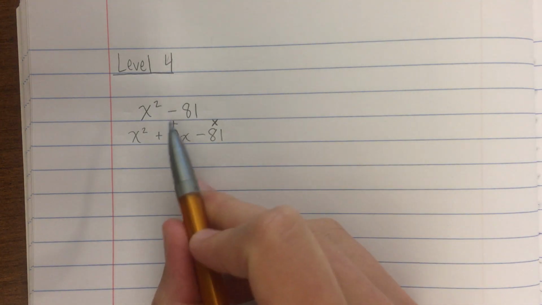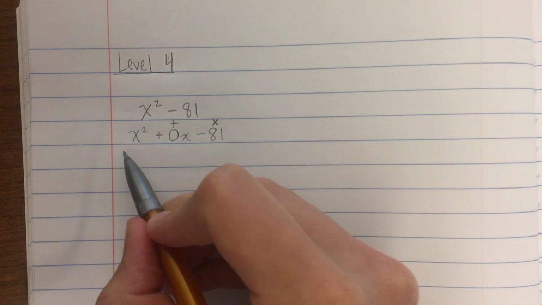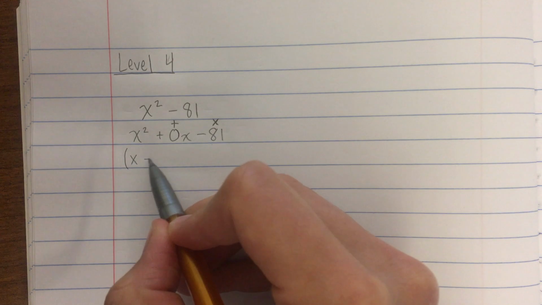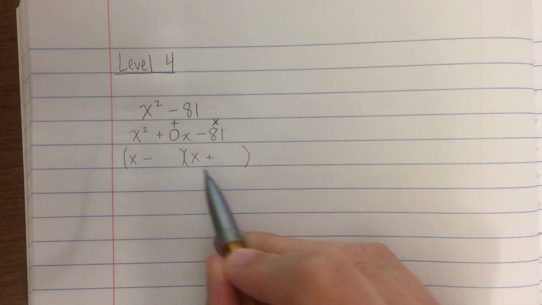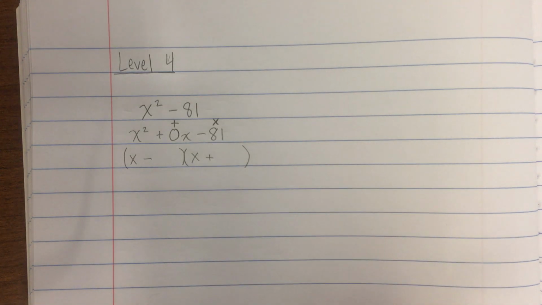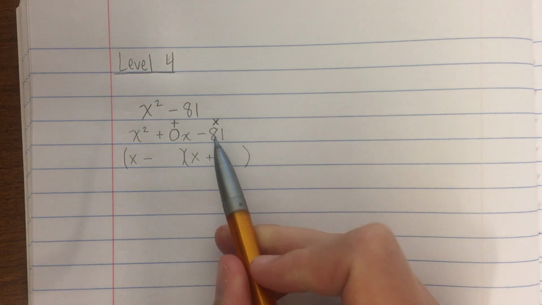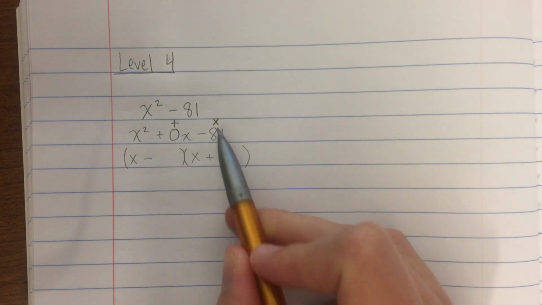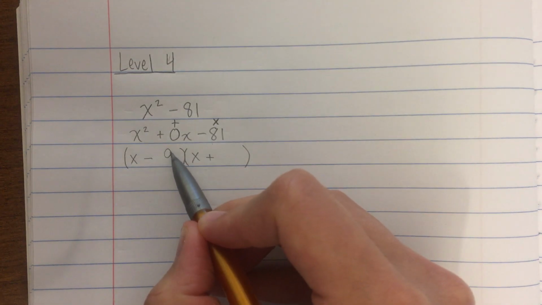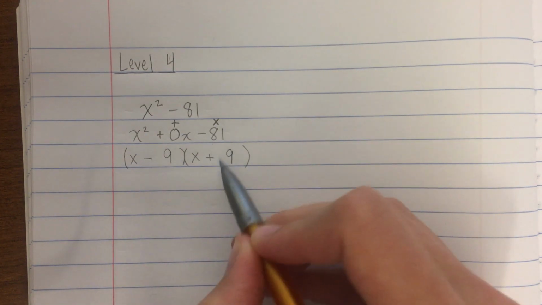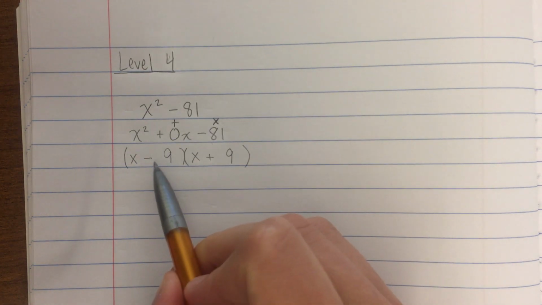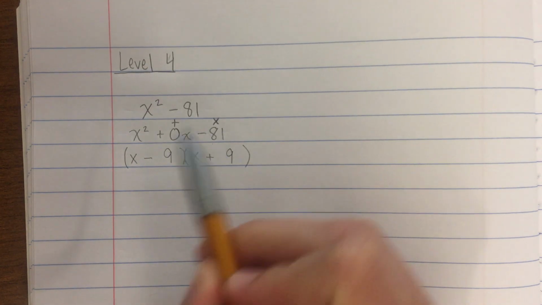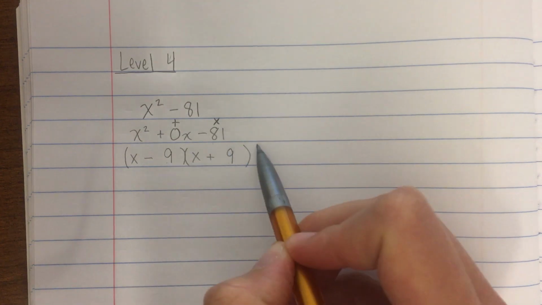So now I need opposites that multiply to negative 81. So I need 1 positive and 1 negative. Doesn't matter which one goes first. And I need them to multiply to 81. So what number times its opposite is 81? In this case, it's 9. Negative 9 times positive 9 is negative 81, right? Because 9 squared is 81. So negative 9 times positive 9 is negative 81. Negative 9 plus 9 is 0.